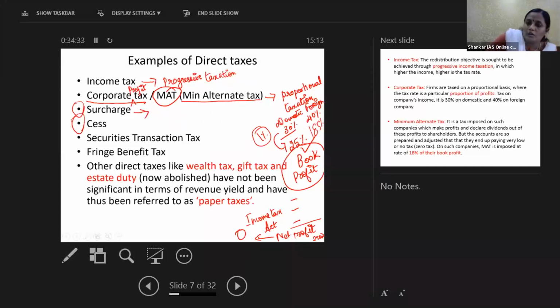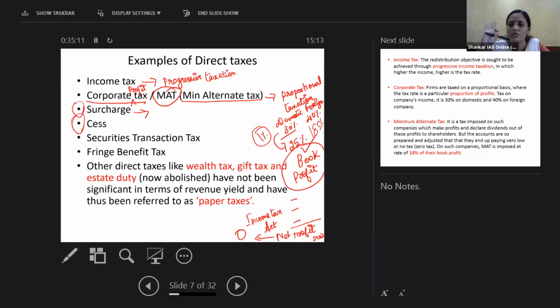When will surcharge come into the picture? The surcharge will come into the picture when I'm earning very high amounts of profits. Say for example, a company is making profits for which it is paying the corporate profit taxation. I'll tell you a number. You can do some simpler numbers in your mind. Assume a company is earning 1 crore rupees. If it is a domestic company, how much should it pay as the corporate profit taxation to the government?